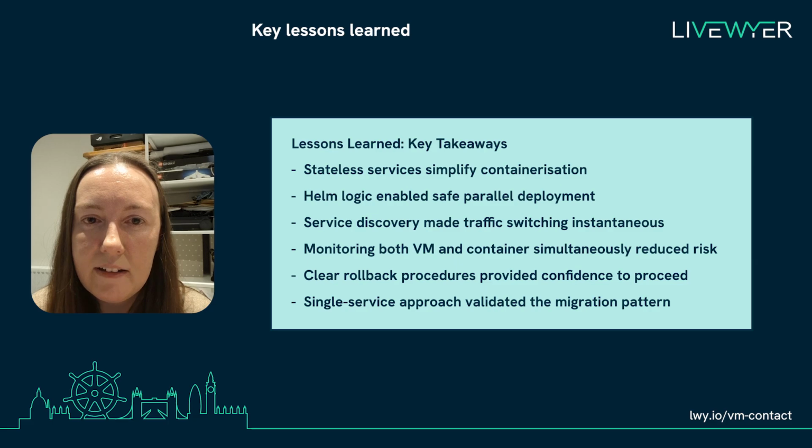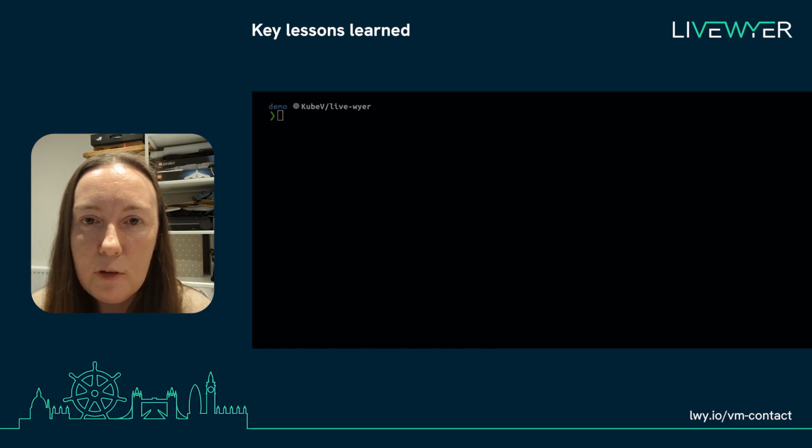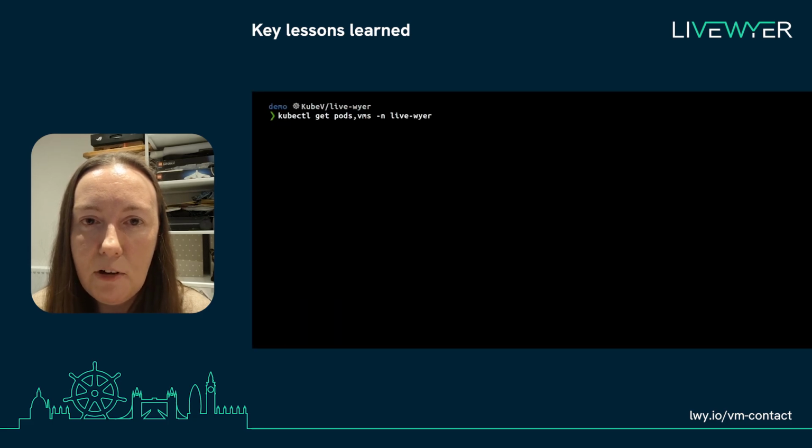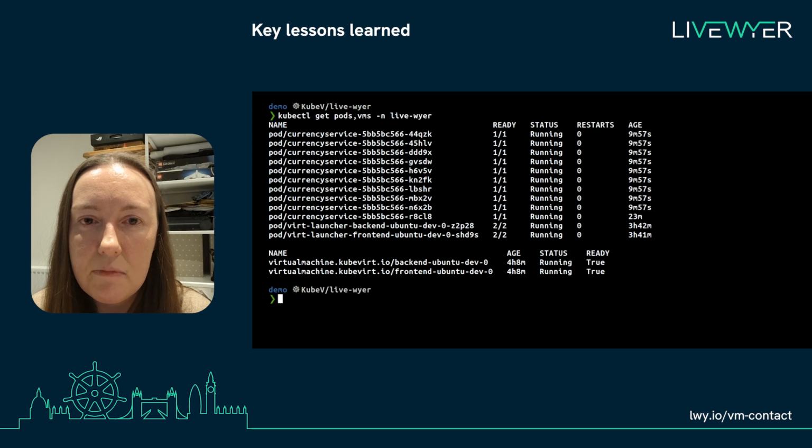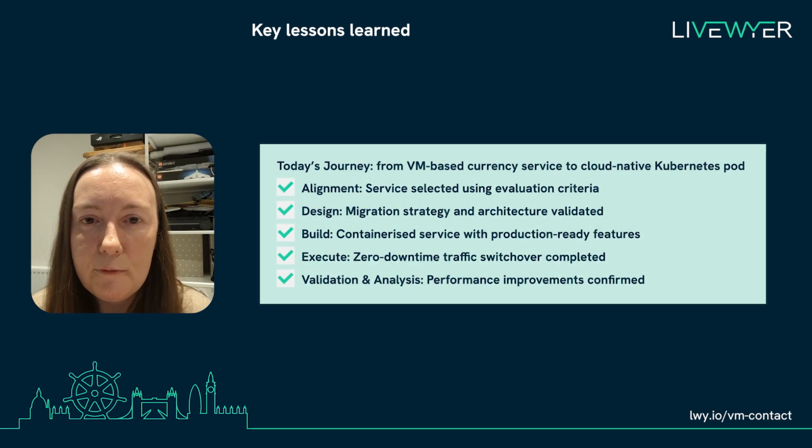Monitoring both the VM and containers simultaneously reduced risk, and having clear and tested rollback procedures gave us the confidence to proceed. And that was a working example of how to gradually modernize applications from VMs to cloud-native patterns in Kubernetes. We've just walked through the design, build, execute, and validation phases for a single service. This same framework applies whether you're migrating your second service or your 20th.